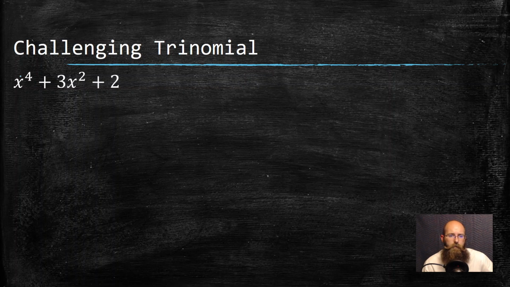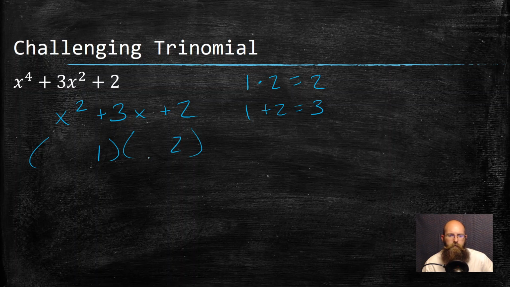So here I have x to the 4th and an x squared. We're going to pretend for just a moment that it's not like that. We're going to pretend it's like this. What multiplies to get me a 2 and adds to get me a 3? 1 times 2 multiplies to get me a 2. 1 plus 2 adds to get me a 3. So my stuff is going to split up into a 1 and a 2 with x's in the front. Both of those are positive.